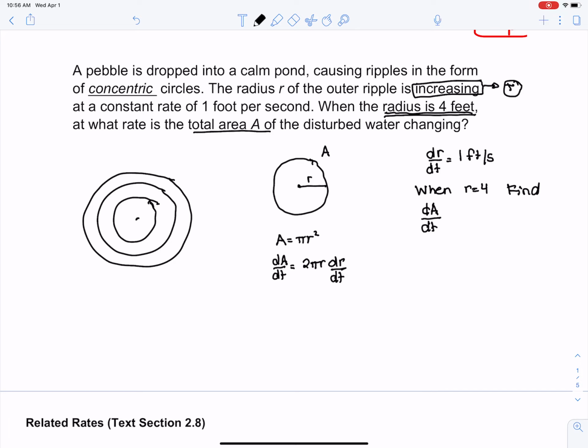And now I'm ready to sub in all the values I've been given. So dA/dt is equal to 2 pi, which is a constant, the radius is 4, and dr/dt is 1 foot per second, so this gives me a total of 8 pi. And now I need to attach units. So this is saying that when my radius is exactly 4 in one of these ripples, my area was changing at 8 pi feet squared per second.